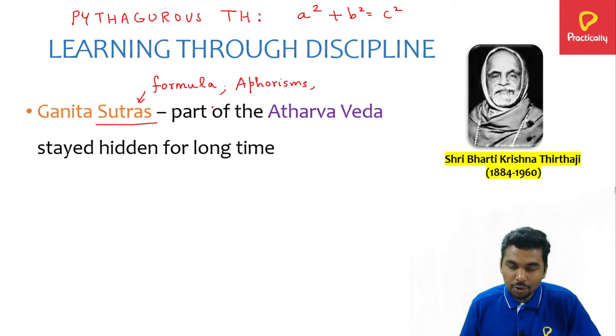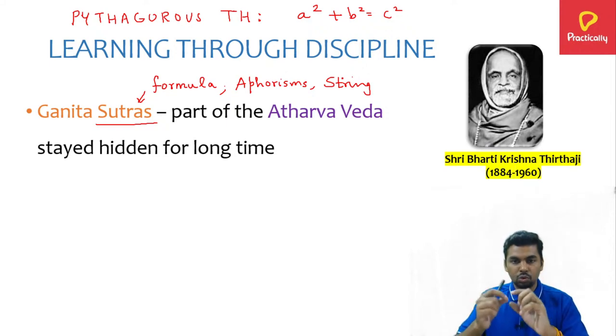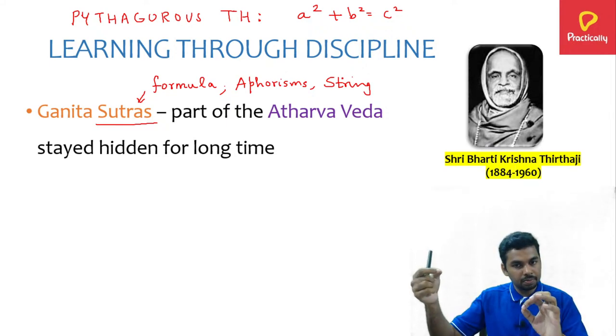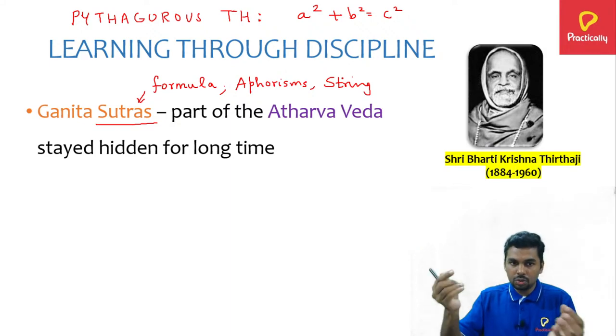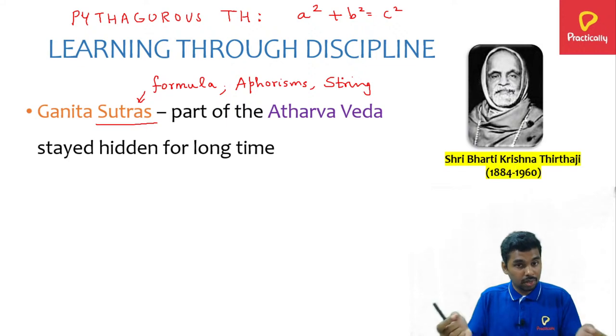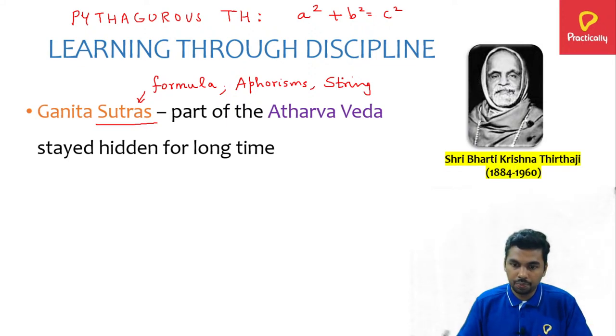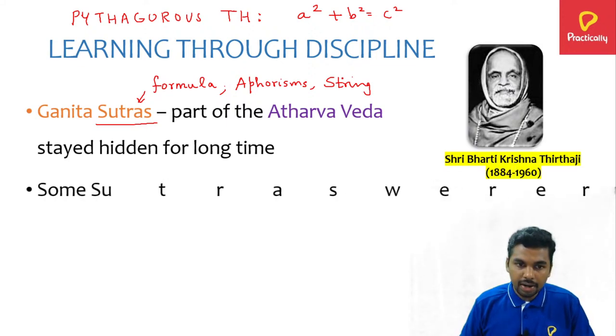Another meaning for sutra is a string. String means something like tying flowers together using a string. The string is going to connect ideas. So a sutra, in other words, is an idea that has been tied together in a flow.